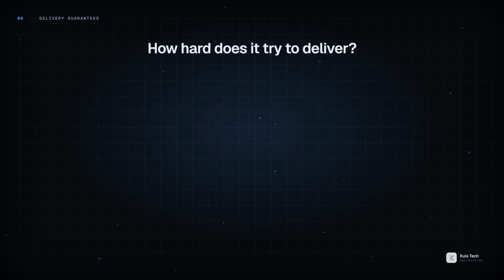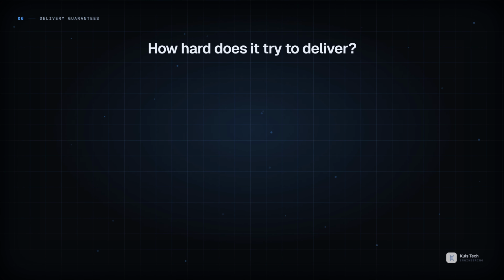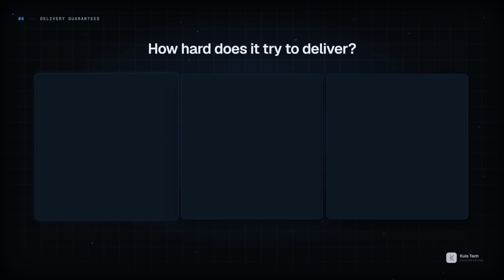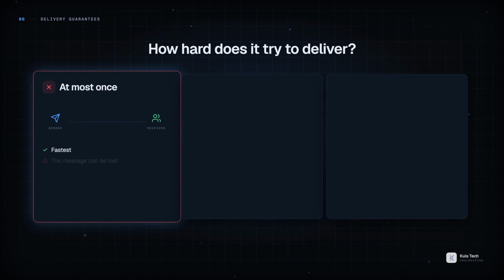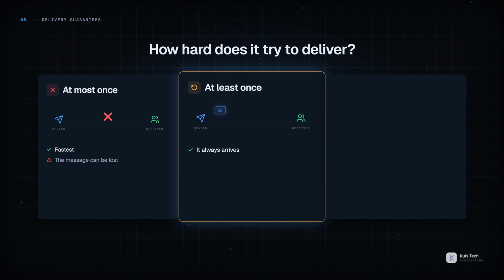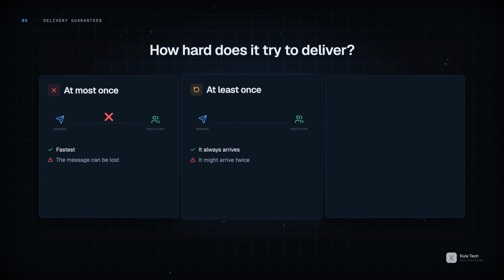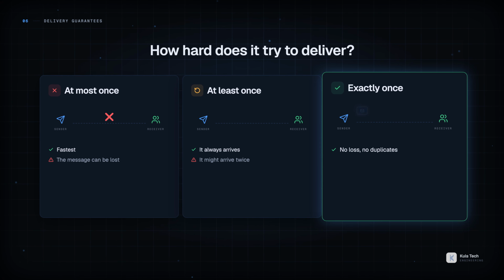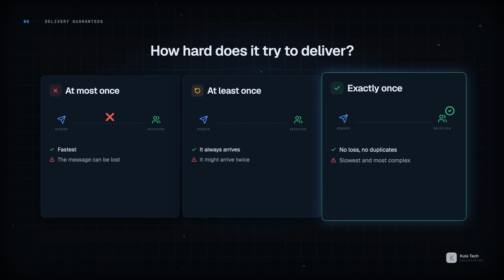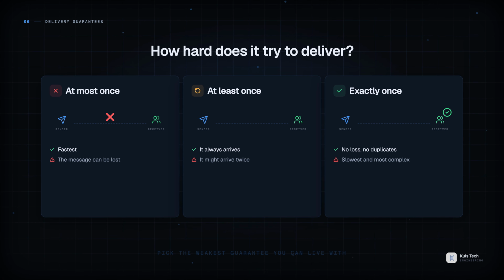Now, one thing beginners always ask about: how hard does the system try to deliver a message? There are 3 levels. At most once is the fastest, but if something goes wrong, the message is simply lost. At least once guarantees it arrives, but it might arrive twice. So your code has to handle duplicates. And exactly once means no loss and no duplicates, which sounds perfect, but it's the slowest and the most complex to build. Pick the weakest guarantee your business can actually live with.